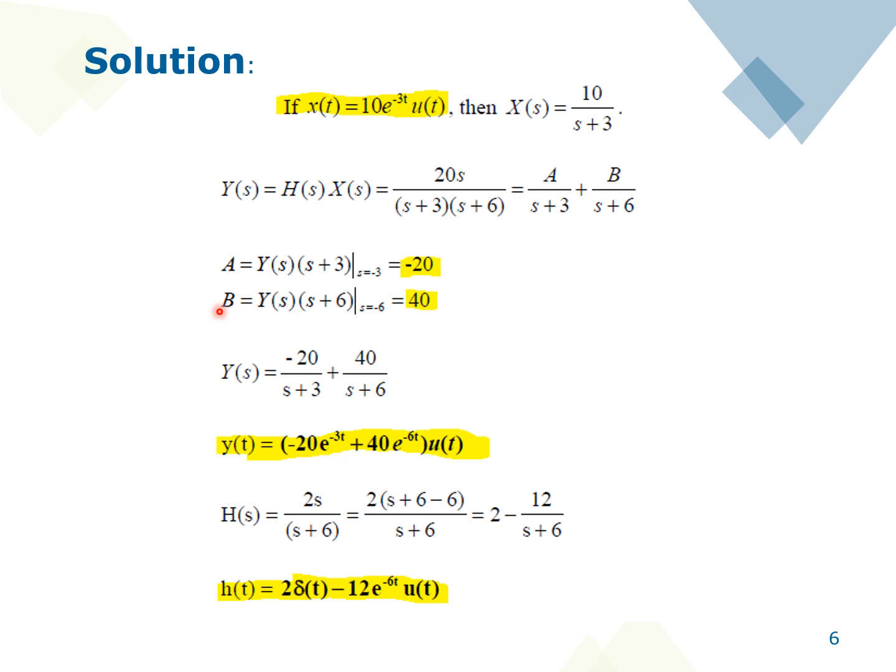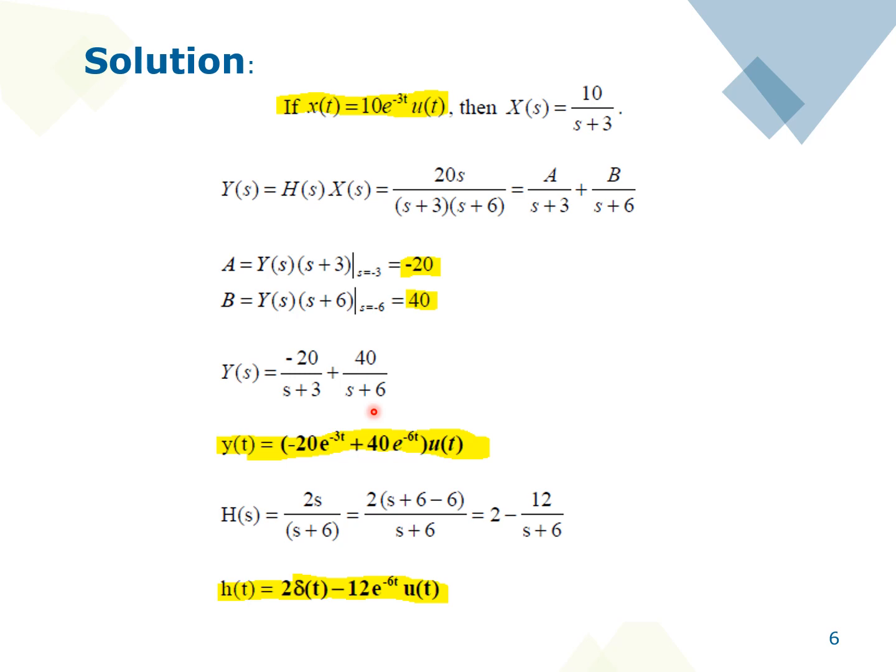Multiplying Y(s) by s plus 3 and then putting s equal to minus 3 will give us A, which is minus 20. Multiplying Y(s) with s plus 6 and then putting s equal to minus 6 will give us B, which is equal to 40. Putting the values of A and B in the equation, we got minus 20 divided by s plus 3 plus 40 divided by s plus 6.